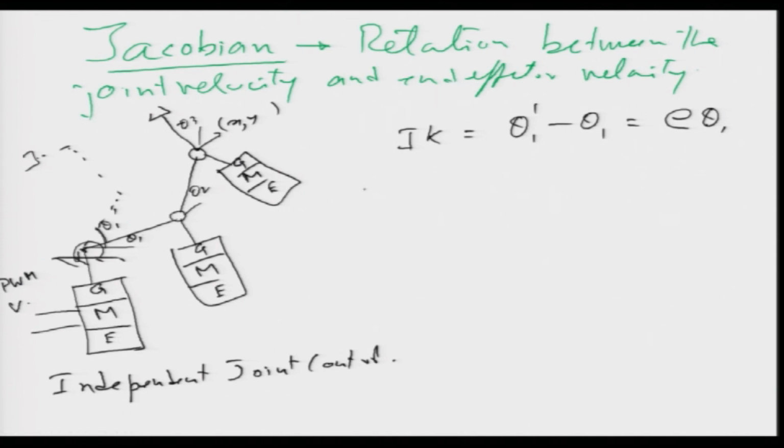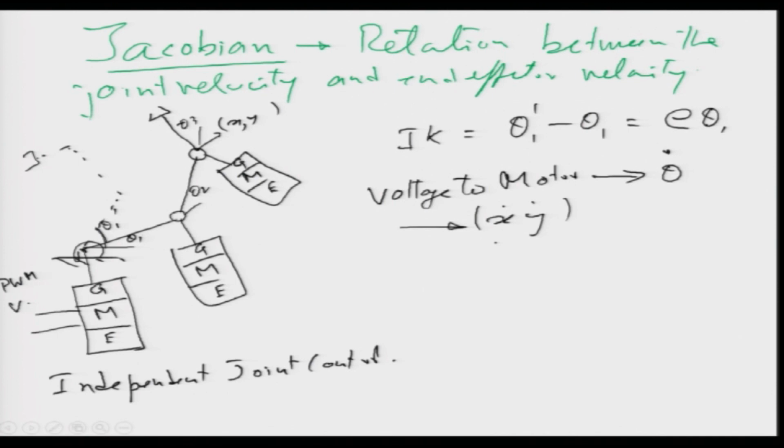So essentially the sequence by which it goes is you give a voltage to the motor. Because of this the joint is going to rotate, so we will get some velocity at the joint, and because the joint is moving, we will get some change of end effector velocity, x dot y dot. So essentially we have different spaces.